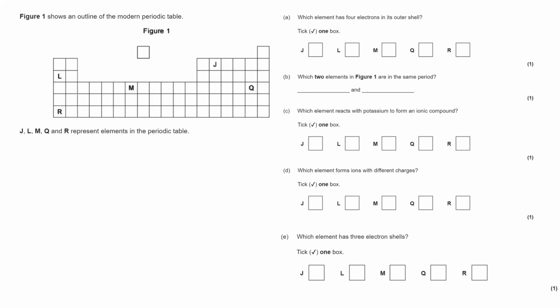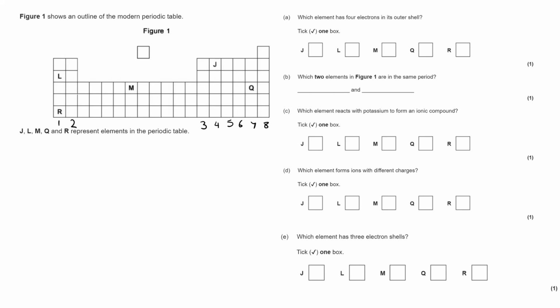shell. Well, I'm going to add some information here. I'm going to add the group numbers. You can see we've got group 1 and 2 on the left hand side. We've then got that big chunk in the middle that are not numbered. That's the transition metals. And then we've got groups 3 to 8 on the right hand side.